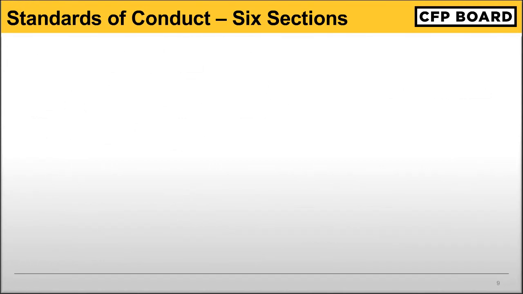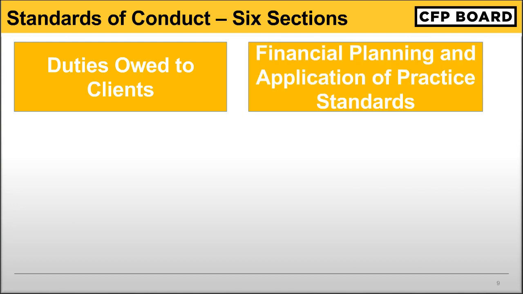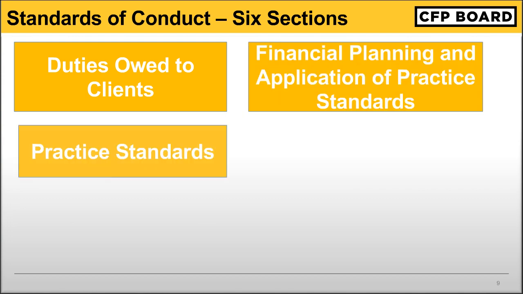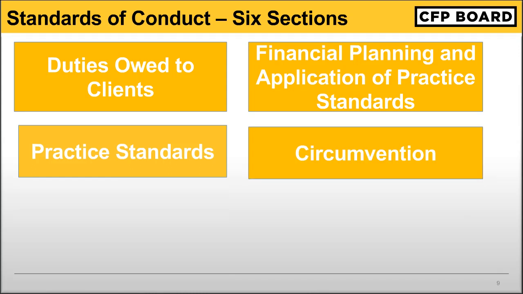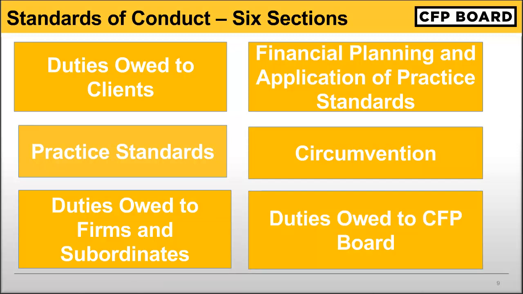The standards of conduct themselves have 6 sections. So we have the duties owed to clients, financial planning and the application of the practice standards themselves, a topic we call circumvention that basically says you can't do something indirectly what you're prohibited from doing directly. Then we also have the duties owed to firms and subordinates, and then duties owed to CFP Board. So we put at the very first what we consider to be the most important thing. It's the duty that you have to clients.